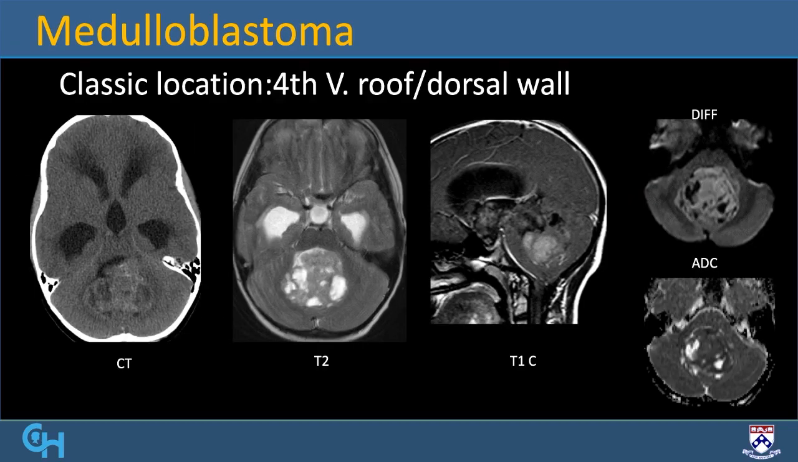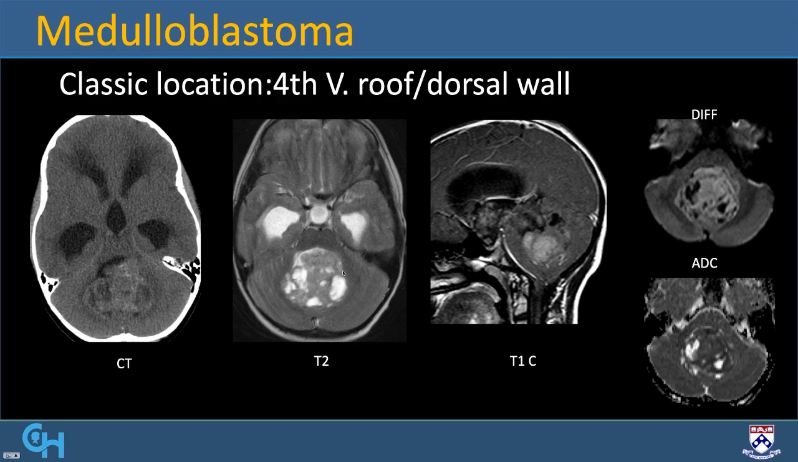Now, this is a medulloblastoma with its classic location, arising from the dorsal wall or the roof of the fourth ventricle. On CT scan, because they are highly cellular tumors, they are going to be slightly hyperdense compared to the brain parenchyma. And very often they produce obstructive hydrocephalus, which is evident on the CT scan.